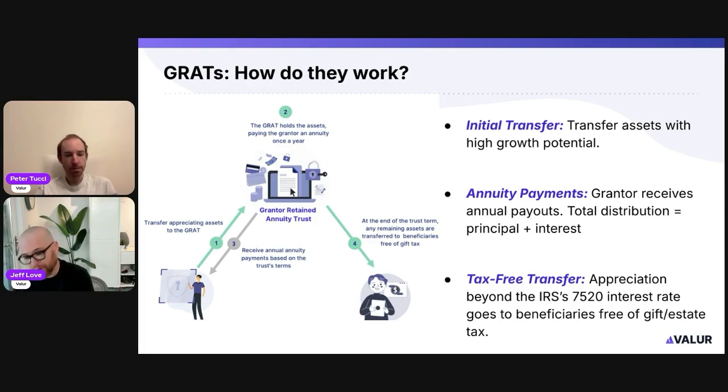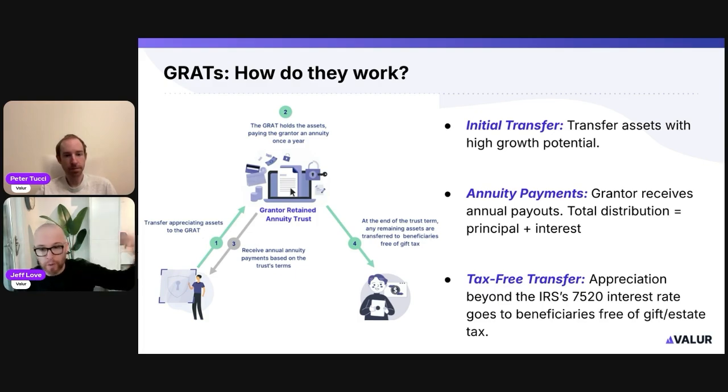And that 900,000 at the end of the 2-year term of the trust will go to whoever you named as your beneficiary. That can be your child. It can be a trust for your child or some other family member, or really anyone. You can give this money away just like you'd give away any money. Whatever growth you get that beats that IRS interest rate is going to pass to your beneficiaries, and it's going to be outside of your estate. And now it's not subject to estate tax.